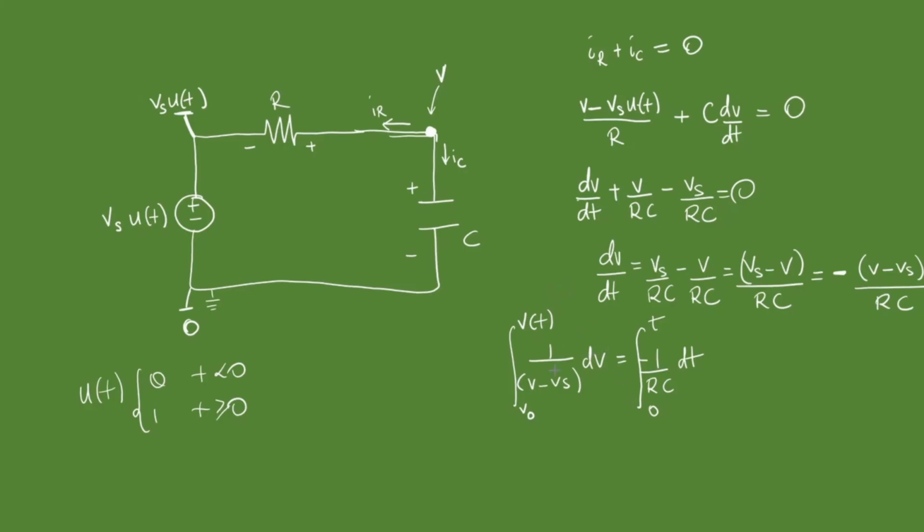Remember integrating 1 over A dA is going to be ln A, so that's ln of V minus Vs, with bounds V naught and V of t. That's going to equal minus 1 over RC times t. So minus t over RC, with bounds 0 and t. Okay, let's move to another page.